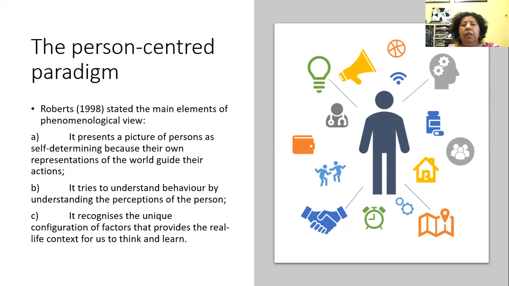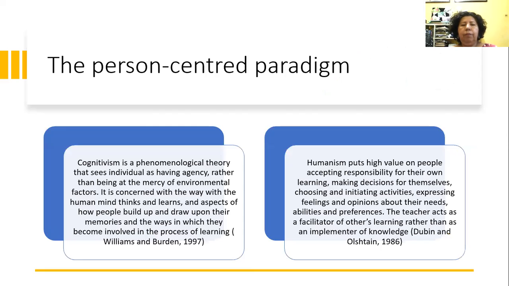Then, as you can see here, the person is in the center of everything and not the process, as is in the other theory. In this case, this person has self-determination because they can understand, and they have some background, and they have their own perception, and all of these are in an individual way. And all of this also affects the process of learning.